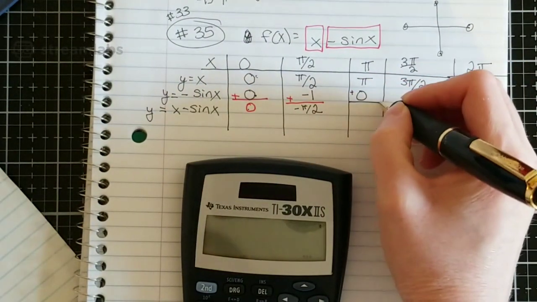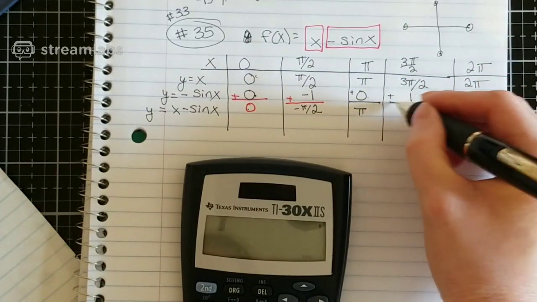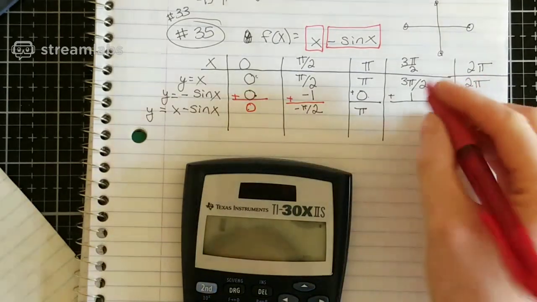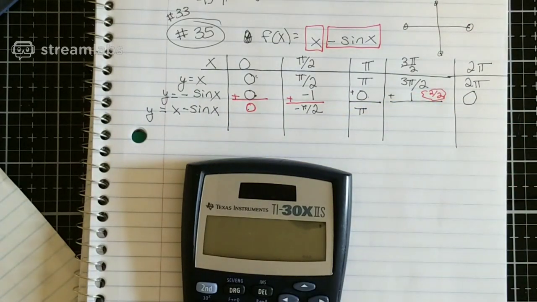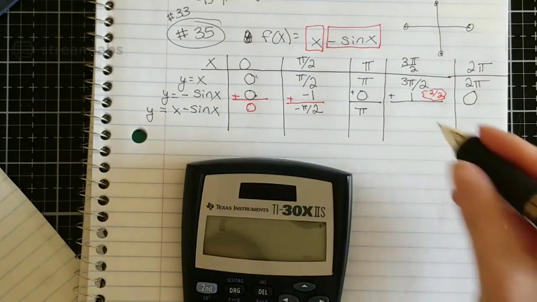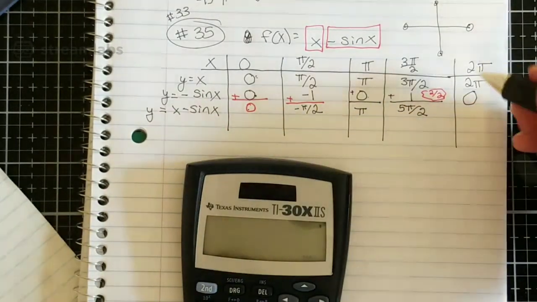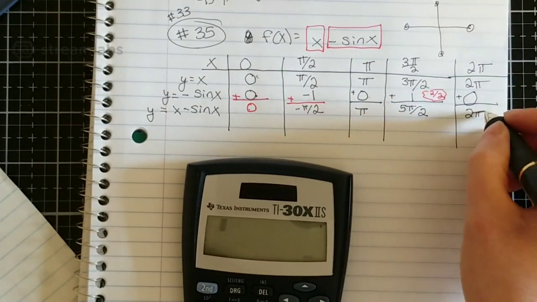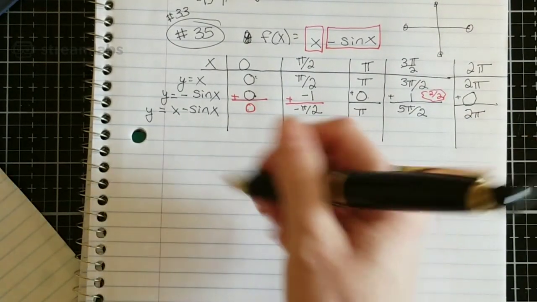Add these going down. 0 plus pi is pi. Add those going down. So 3 pi over 2 plus 1. I could think of 1 as being 2 over 2, okay? So 3 plus 2, that would be 5 pi over 2. And then 2 pi plus 0 gives me 2 pi. So now basically what I have is my coordinates, my points for the graph.